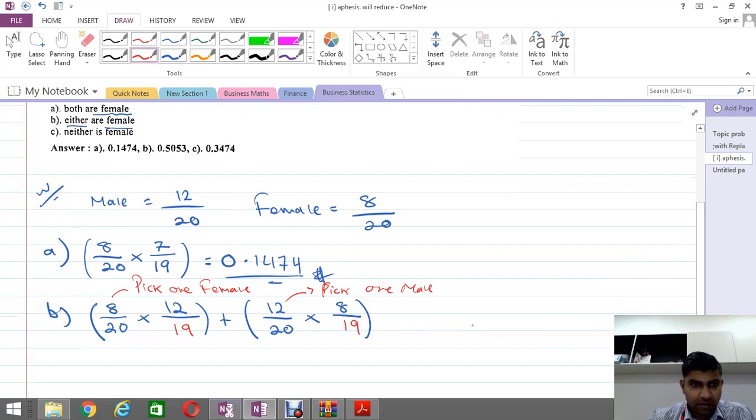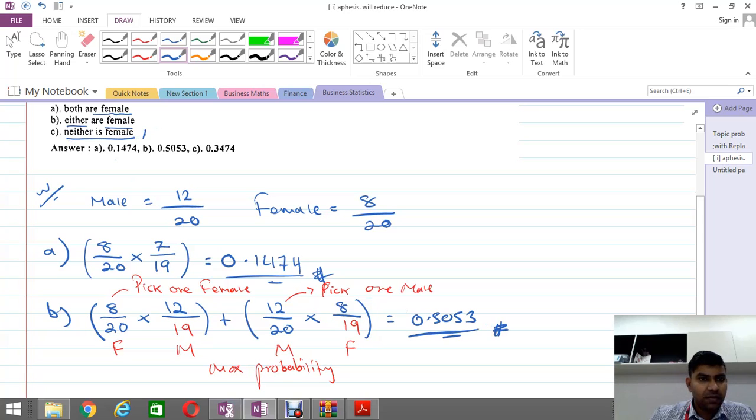So what happens here is, basically you start with female, then male, then male, female. So you find the maximum probability. It is the same as the with replacement, it's just that it will reduce by 1 when you pick. Okay, so that will give you the answer. Check, that will give you 0.5053.